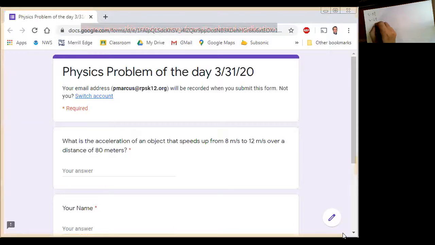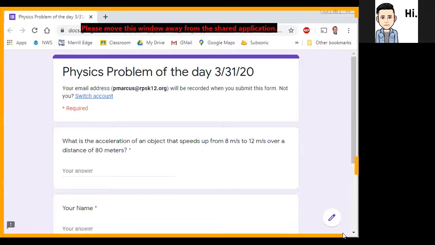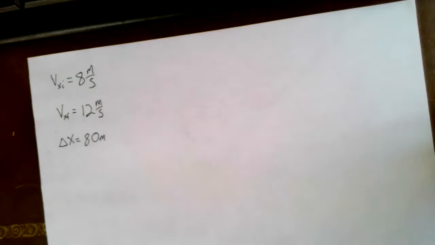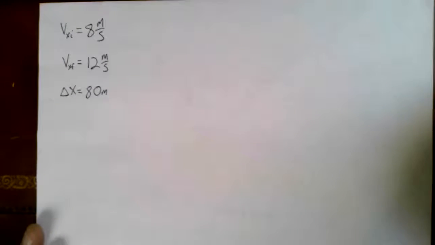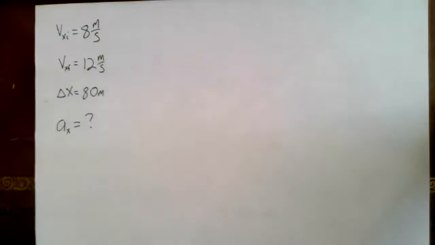And what symbol do I use for distance? Anybody remember? Distance or displacement? Delta X. Yeah, delta X. That's it. Great. So we've got VXI is 8 meters per second, VXF is 12 meters per second, delta X is 80 meters, and what was the unknown that they were asking us for? The acceleration, right? They specifically said, what's the acceleration of that object?